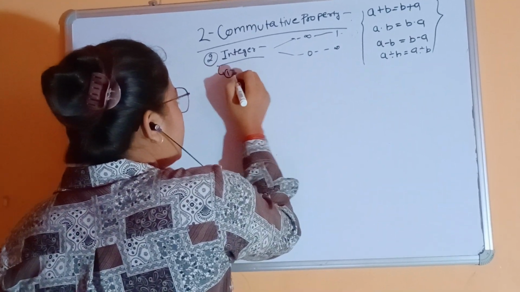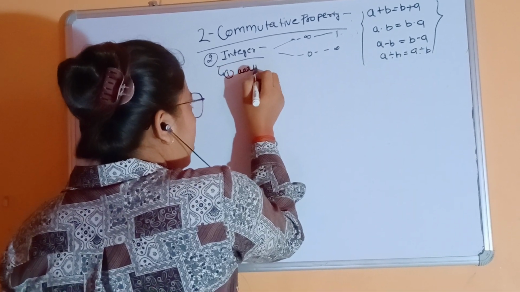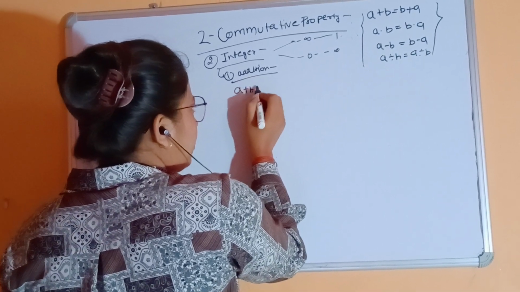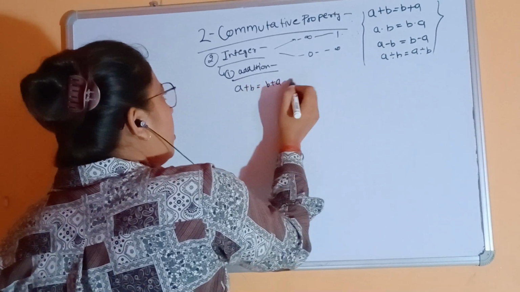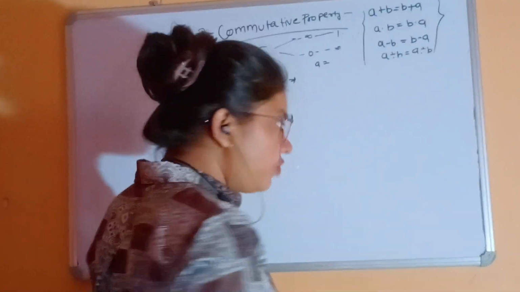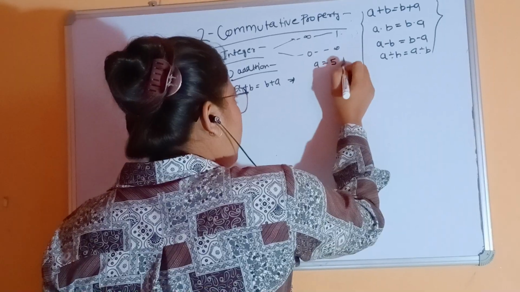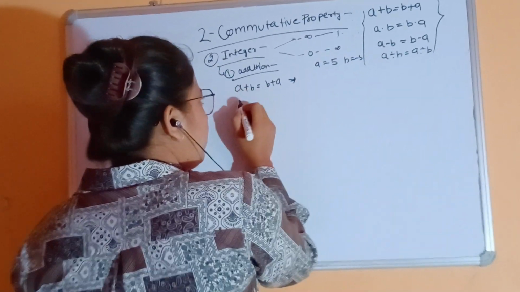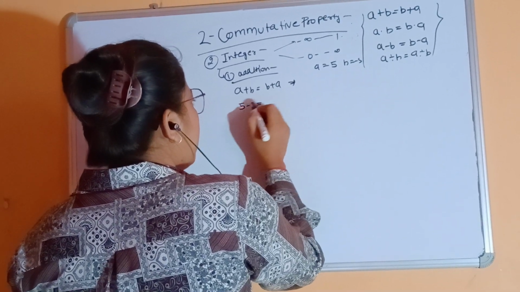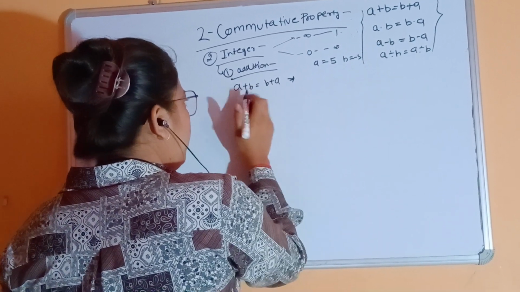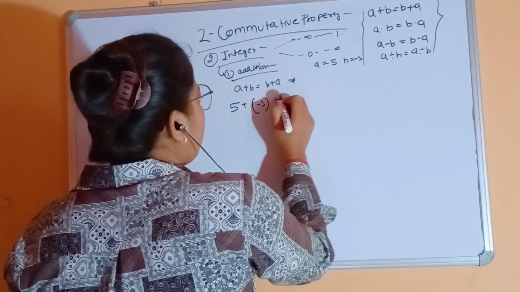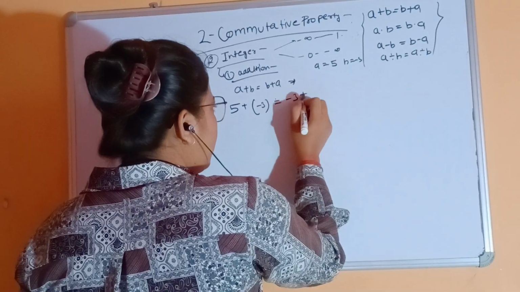First we take the operation addition. Addition means a plus b is equal to b plus a. According to your book, take the example a is equal to 5 and b is equal to minus 3. So a plus b is equal to 5 plus (minus 3), which should equal minus 3 plus 5.